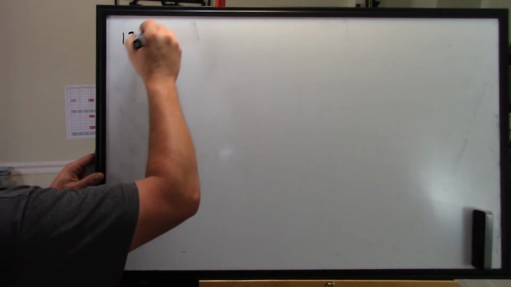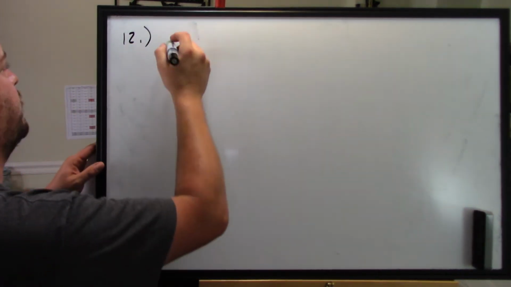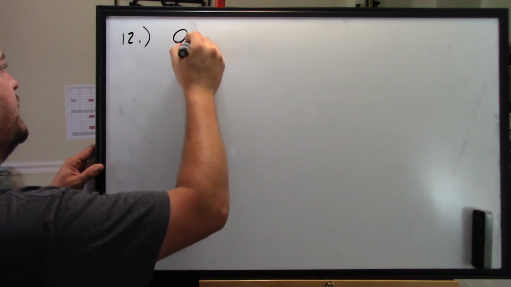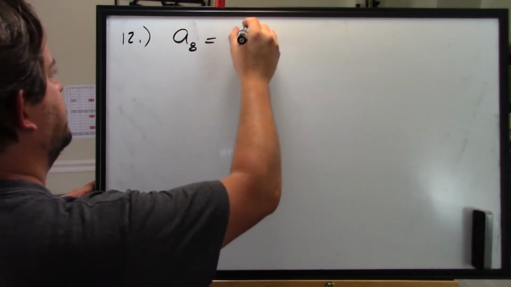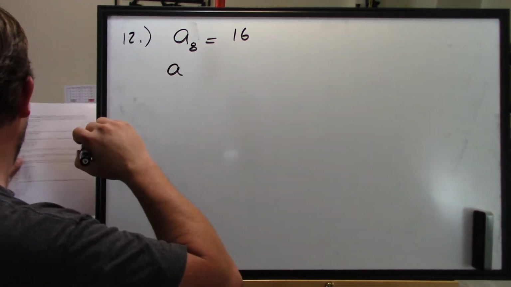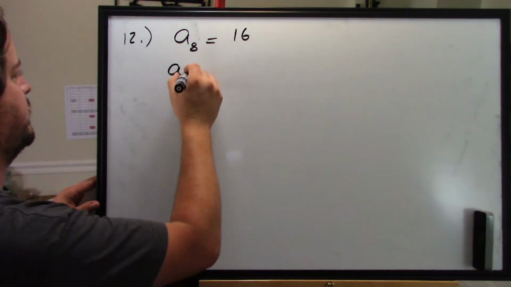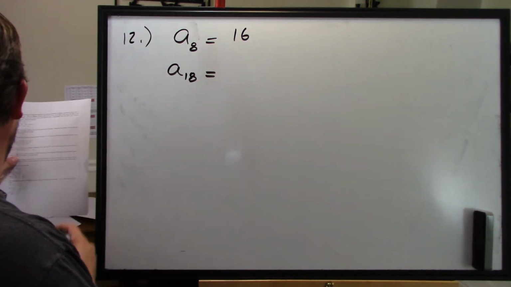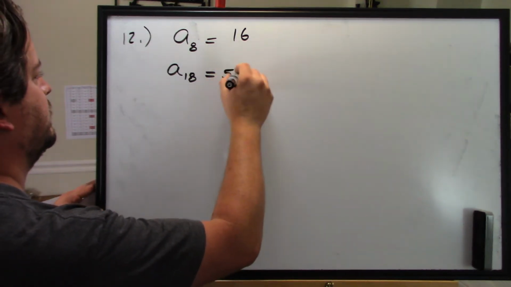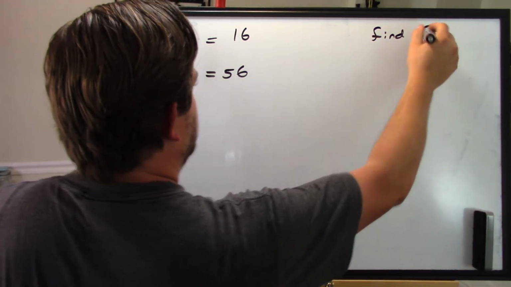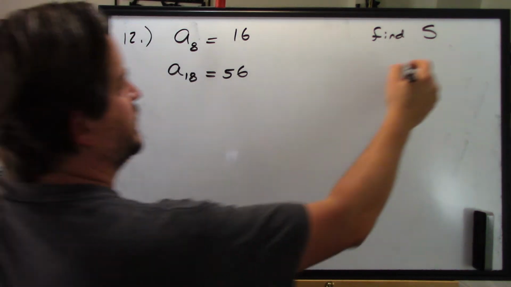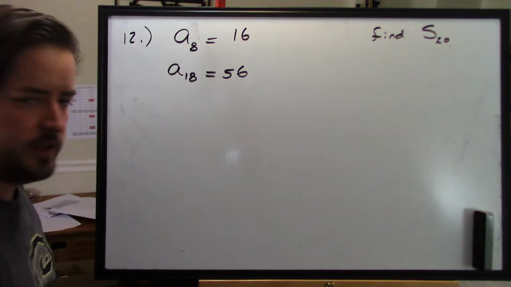Okay. Let's look at 12. 12 says the 8th term of an arithmetic sequence, so that is to say A8, the 8th term is 16, and the 18th term is 56. Okay. And we want to find the sum of the first 20 numbers. So the 20th partial sum.